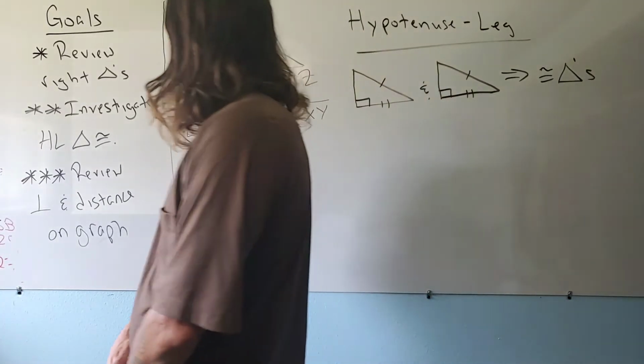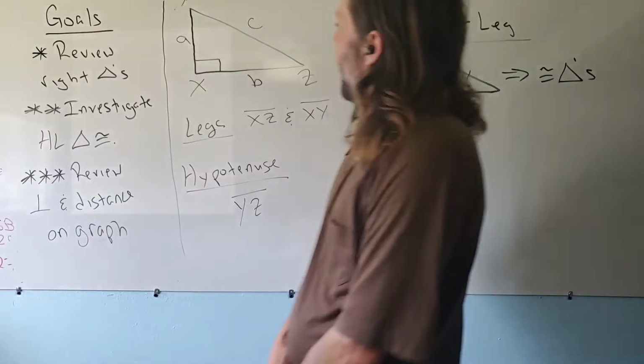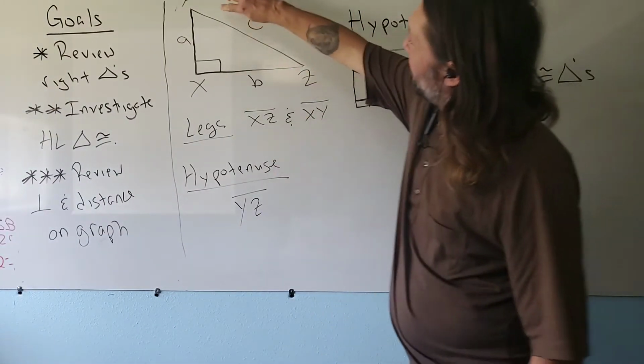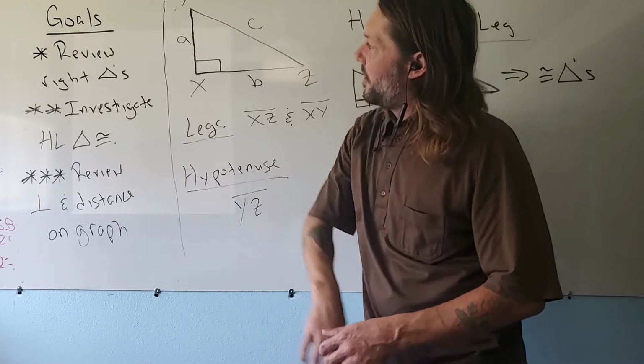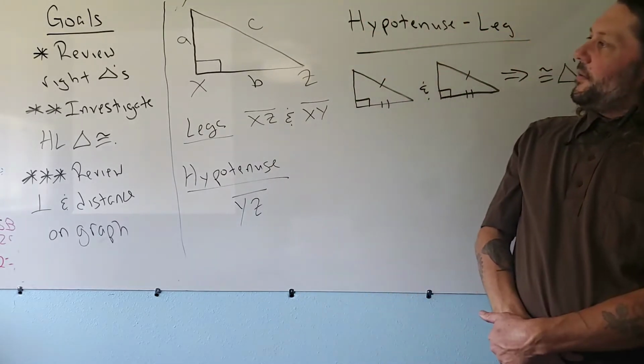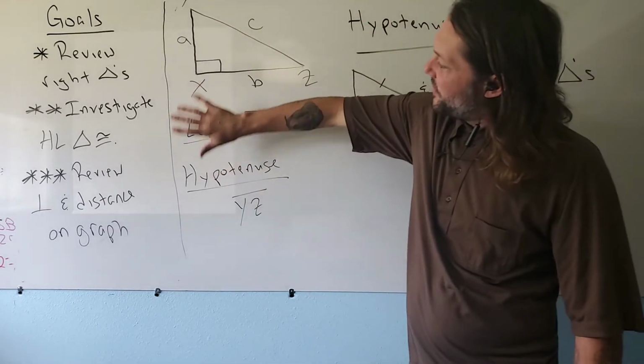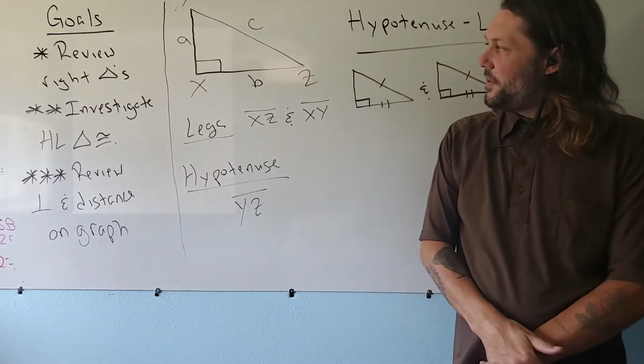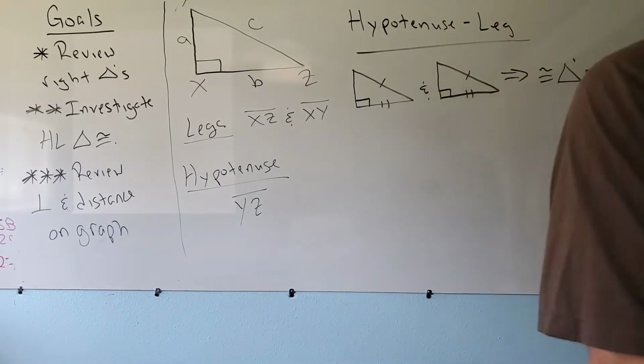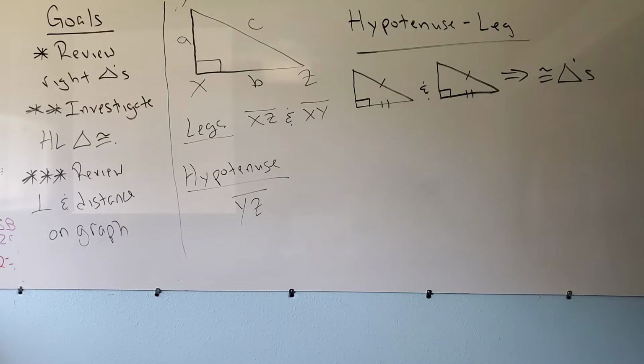So let me go ahead and just get started with this. So our first goal is to review right triangles. And if you notice, I have a right triangle right here. I'm sorry, I see a glare off of the window. Let me check and see. I hope that's not too bad for you guys. Not too bad.